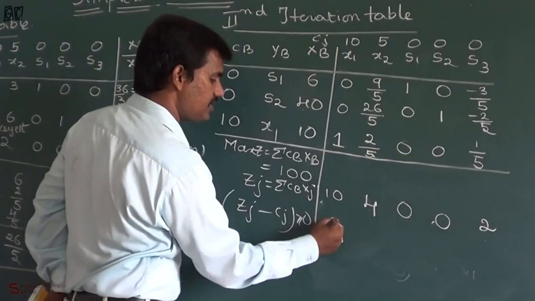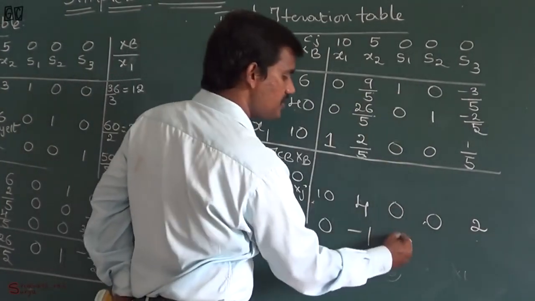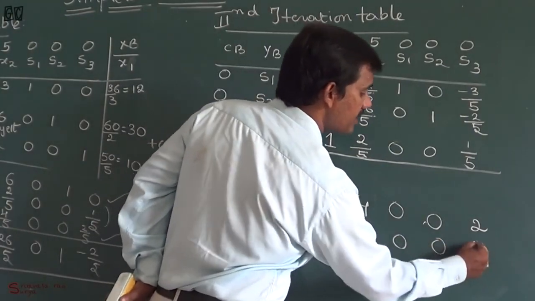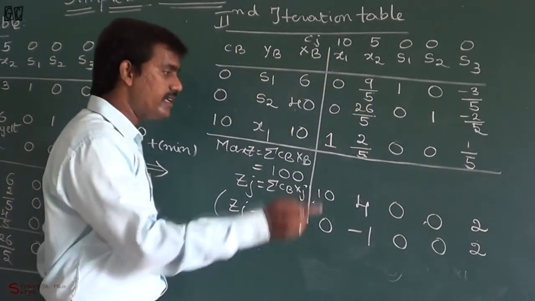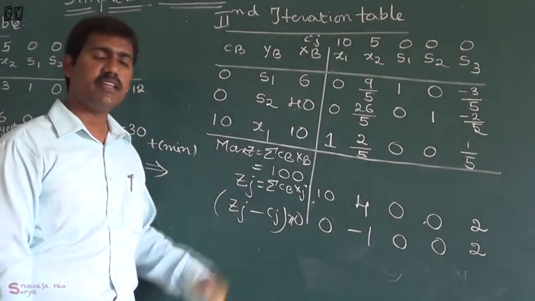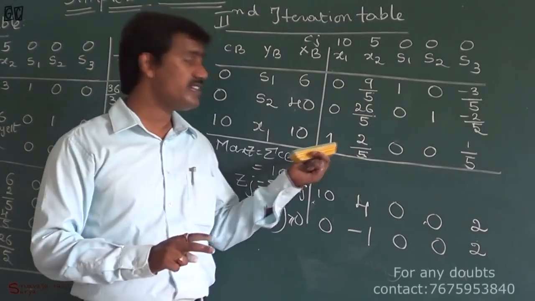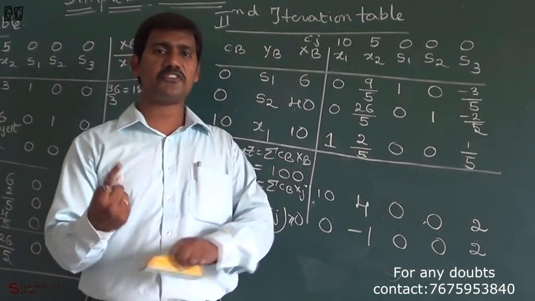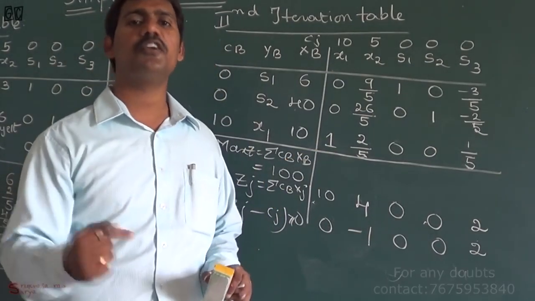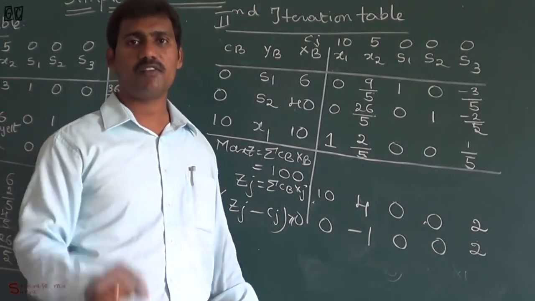10 minus 10, that is 0. 4 minus 5, that is minus 1. Again 0 minus 0 is 0, 0 minus 0 is 0, then again 2 minus 0 is again 2. And in this case also, the net evaluation condition is not satisfied. In the first table we had two negatives. In this table we have only one negative, so we make sure that in the third table we are going to satisfy this net evaluation condition, that is Zj minus Cj greater than or equal to 0.